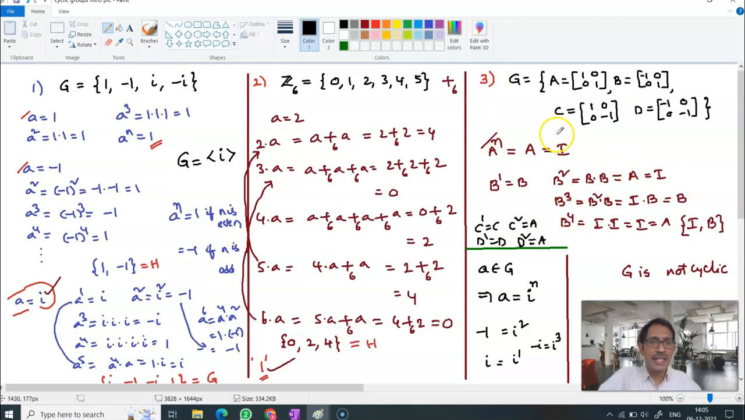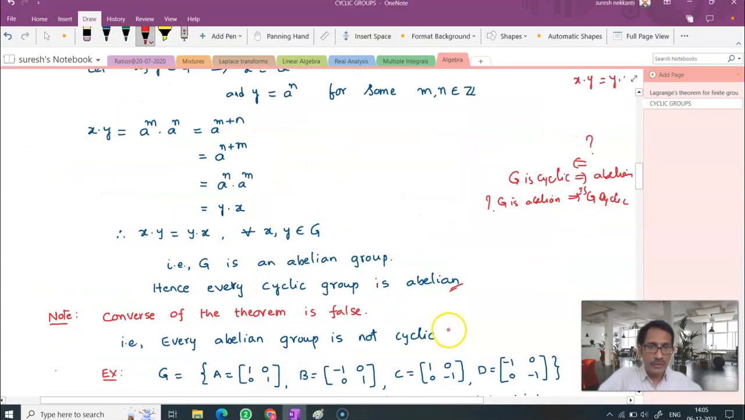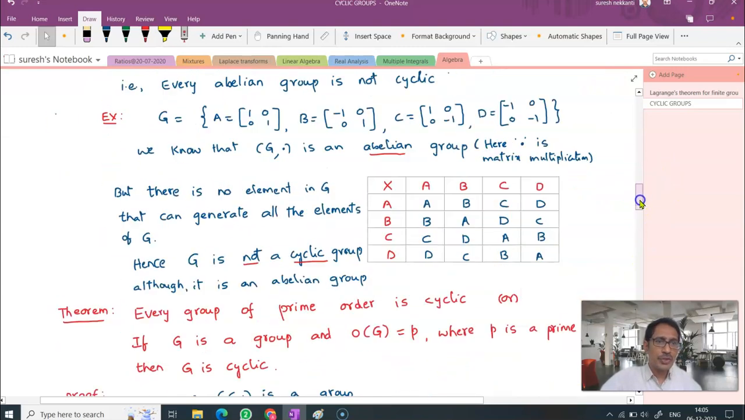Therefore, this is not a cyclic group, but this group contains 4 elements. We have a well-known theorem that if any group contains 4 or fewer elements, then it is abelian. Therefore, G is also abelian, and it can also be shown here using the composition table.